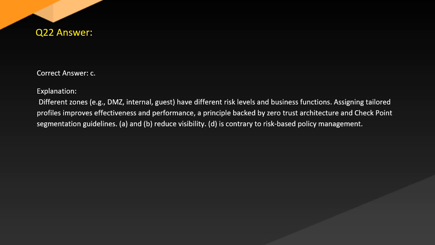Answer. Correct answer: C. Explanation. Different zones, e.g., DMZ, internal, guests, have different risk levels and business functions. Assigning tailored profiles improves effectiveness and performance. A principle backed by zero trust architecture and Checkpoint segmentation guidelines. A and B reduce visibility. D is contrary to risk-based policy management.